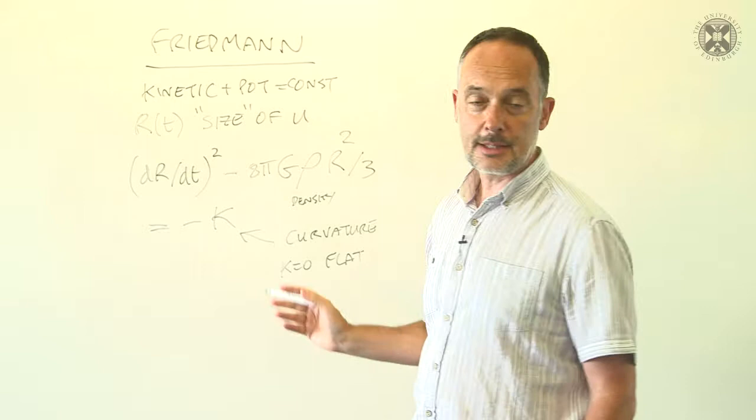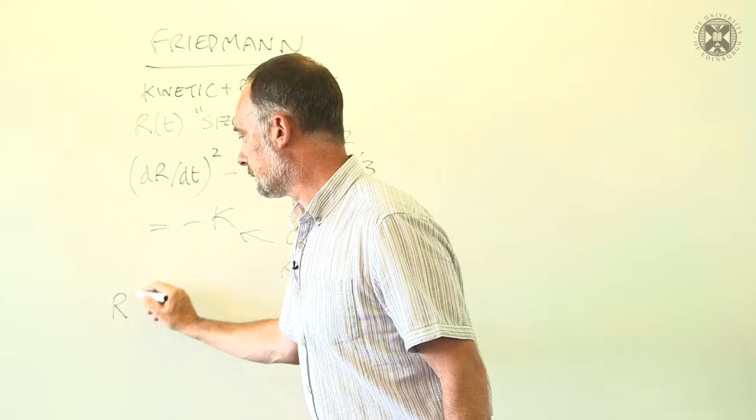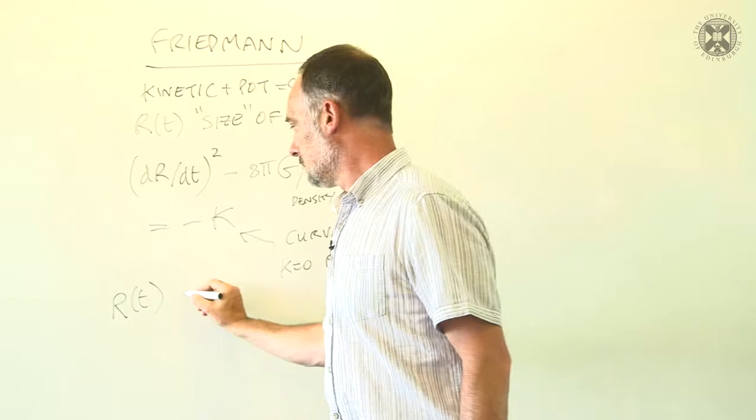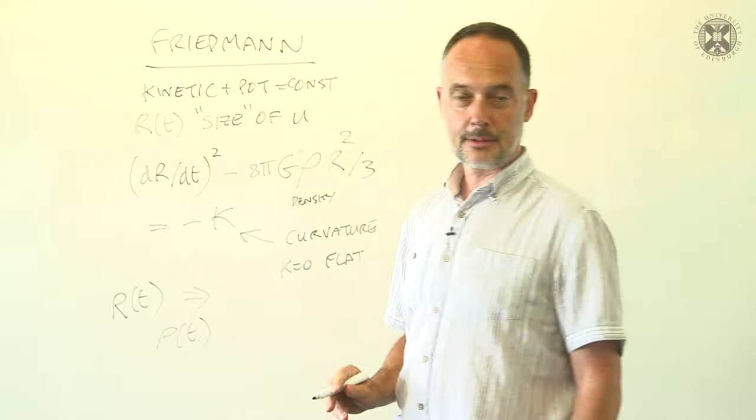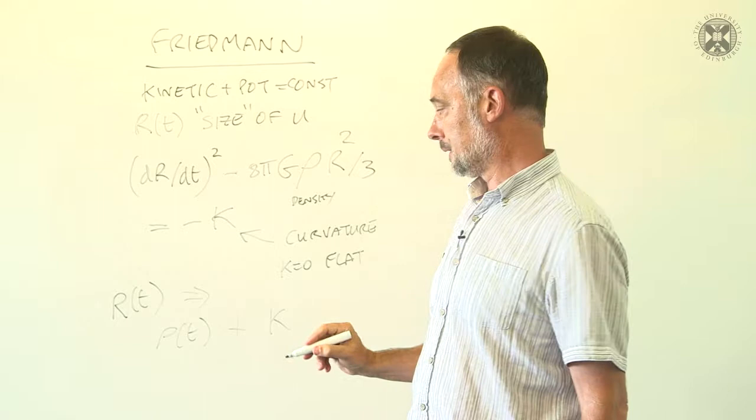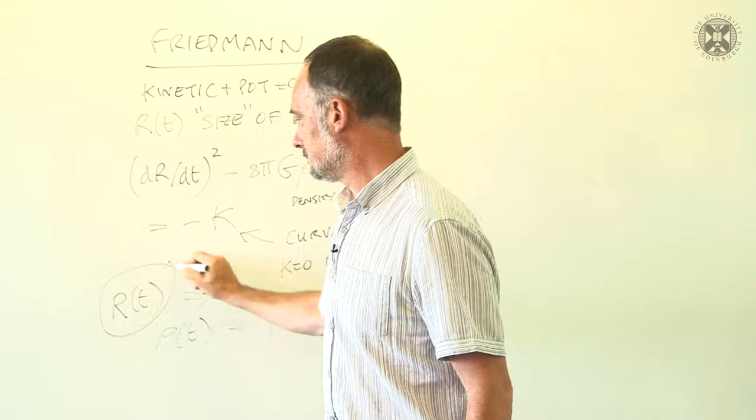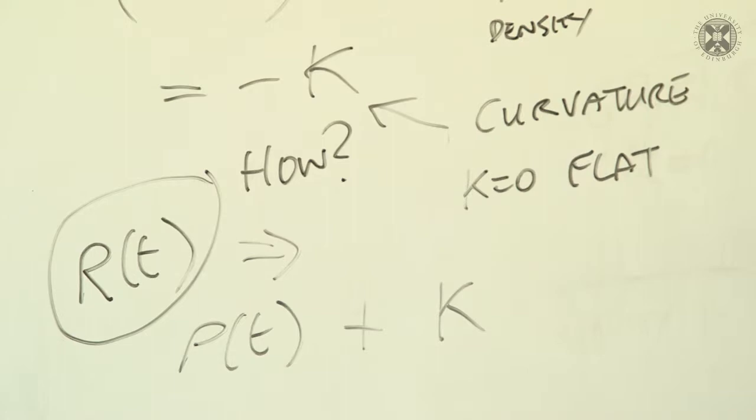So what this means is that we can observe how the universe expands over time. This can tell us two great things. It can tell us the density of the universe as a function of time, and it can tell us whether the universe is curved. So that sounds almost too good to be true. The question is, how do we figure out how the size of the universe changes with time? So, how do we measure the expansion history of the universe?